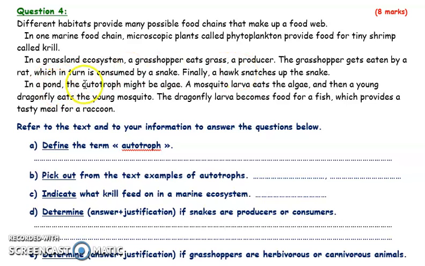In a pond, the autotroph might be algae. A mosquito larva eats the algae, and then a young dragonfly eats the young mosquito. The dragonfly larva becomes food for a fish, which provides a tasty meal for a raccoon.